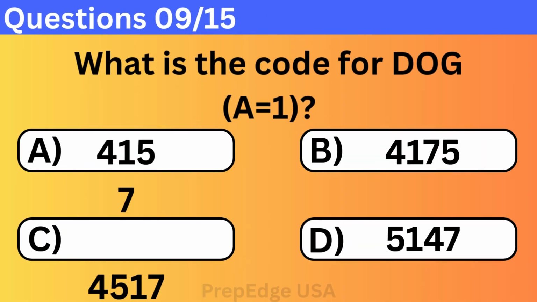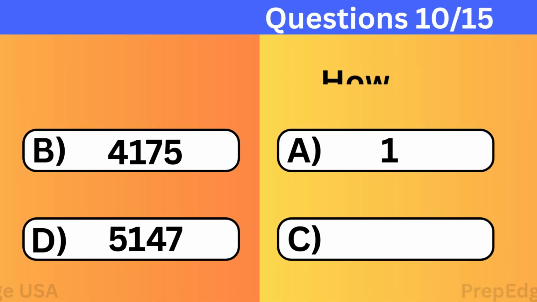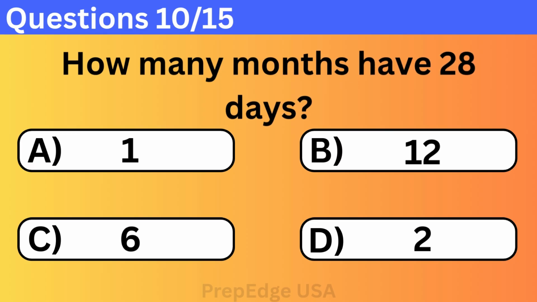A equals 1. A. 4,157. How many months have 28 days? B. 12.